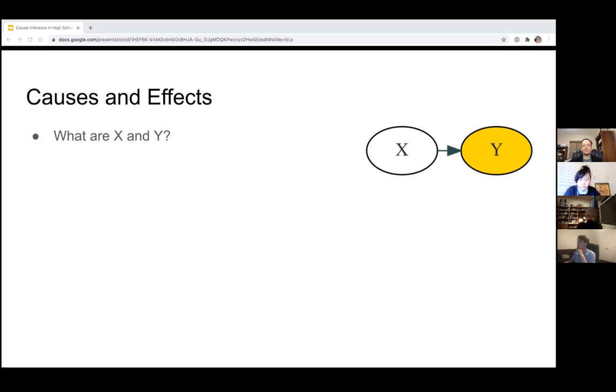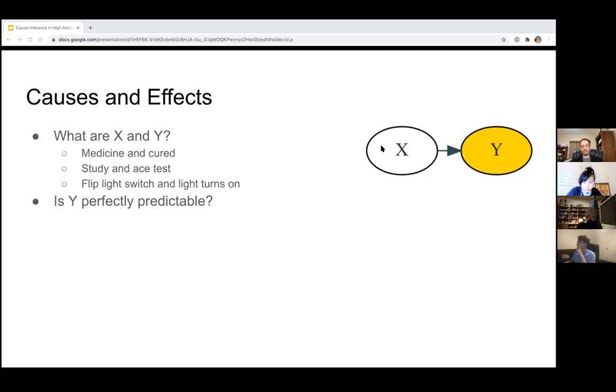So then the question is, is Y perfectly predictable? What about the last one? So we know that medicine doesn't always cure you. Unfortunately, if you go through chemotherapy, that doesn't mean that you're going to be cured of cancer every time. If you study for a test, you still might not ace that test. Some of you might have experienced that already. Hopefully not too many. Probably all of you. If you flip a light switch, though, would that make Y perfectly predictable?